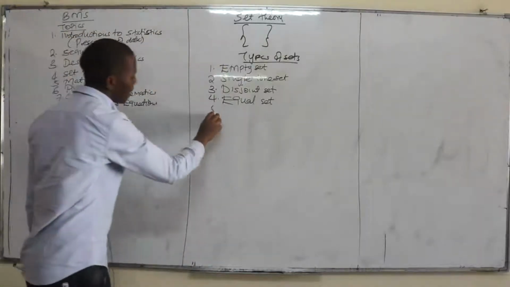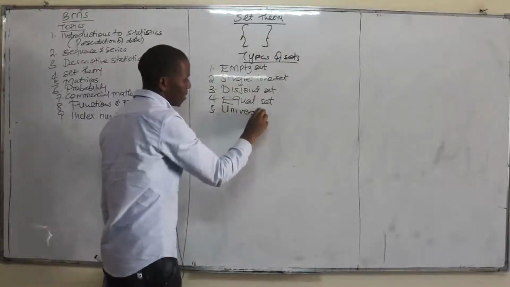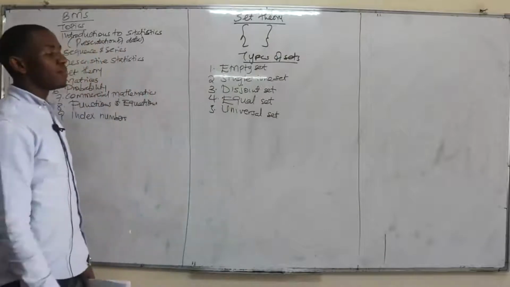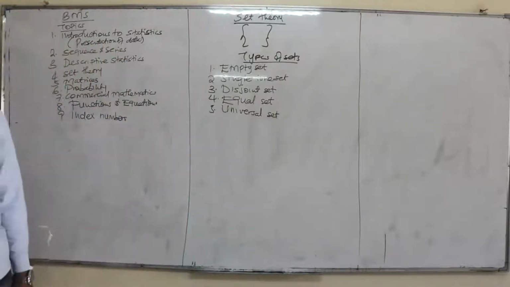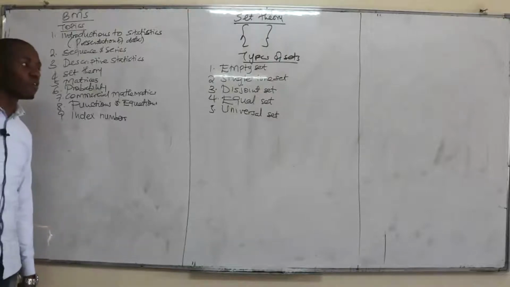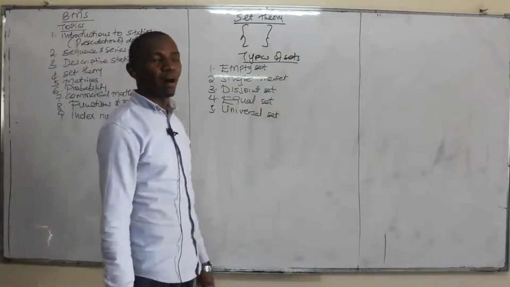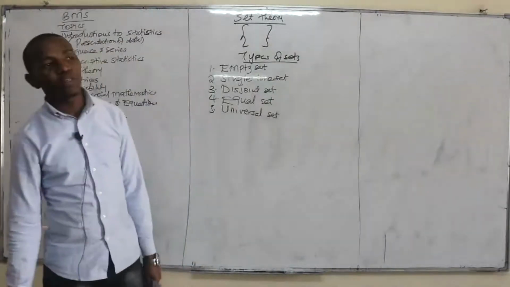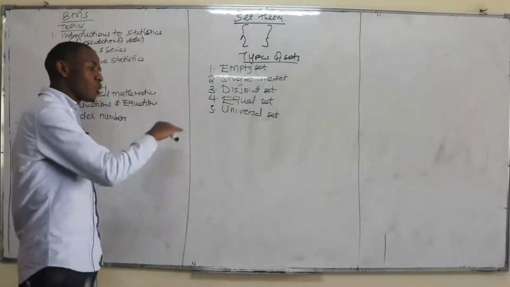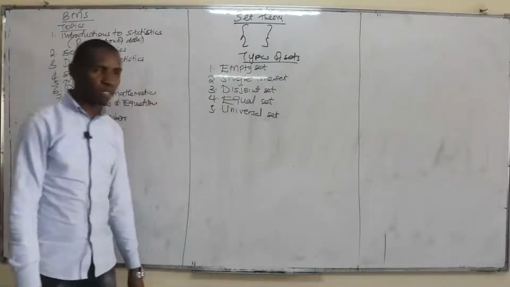And then number five, we have what we call a universal set. A universal set comprises all the elements or all the members that are of interest to the researcher. For example, in a school, we have students, where students comprise male and female students. And so a universal set is all the students.